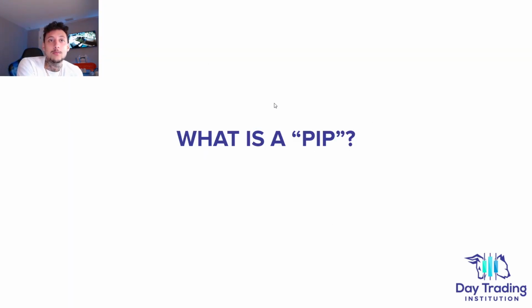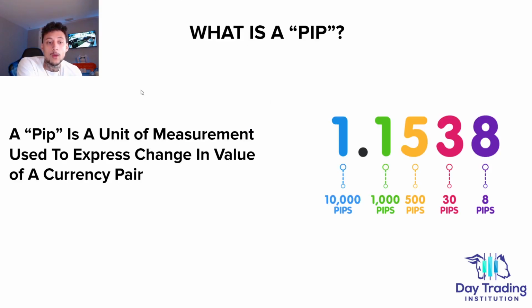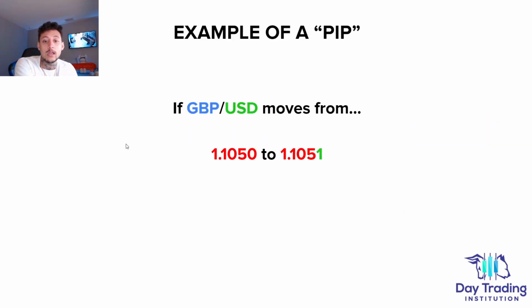So what is a pip? You're going to hear me refer to a lot of these terms throughout the course. A pip is a unit of measurement used to express a change in value of a currency pair. When we talk about pips, we're referring to how much a specific currency pair has moved. You may hear me say in one of the videos, hey, gold dropped 50 pips, and that's how we measure the move and determine how big of a move it actually was.